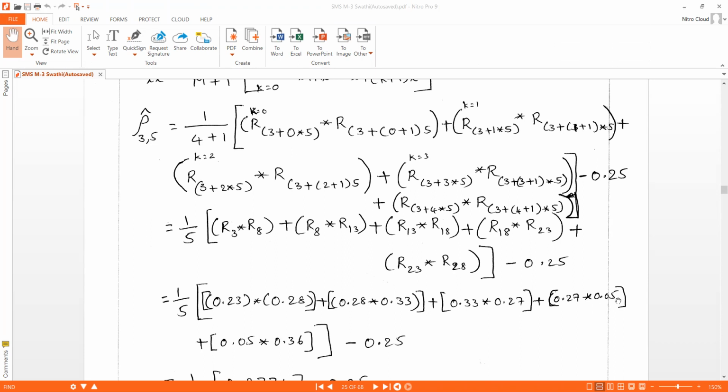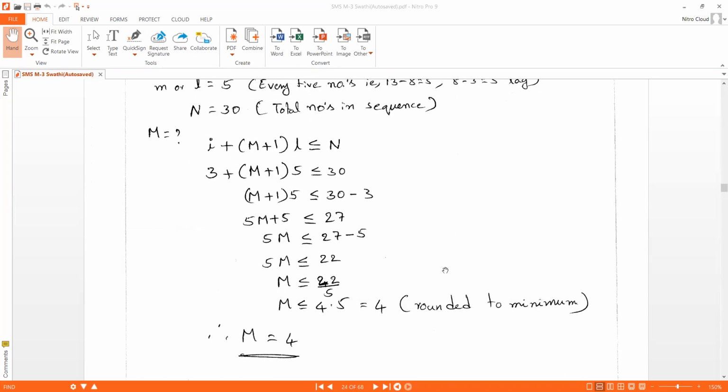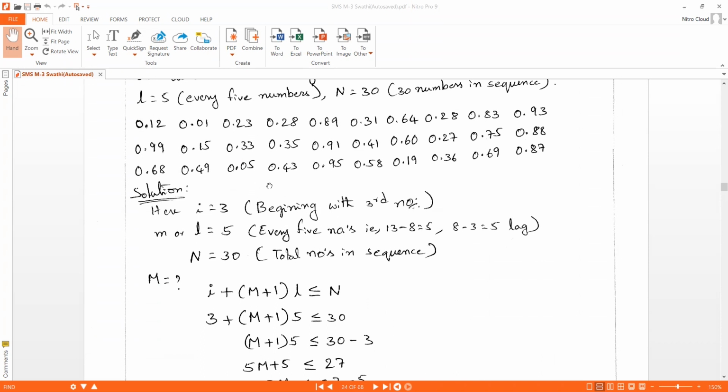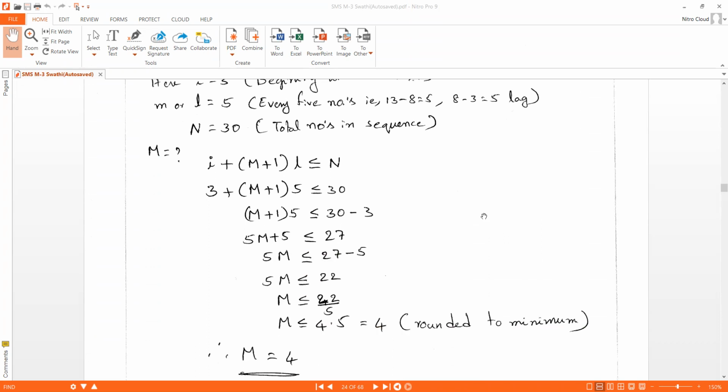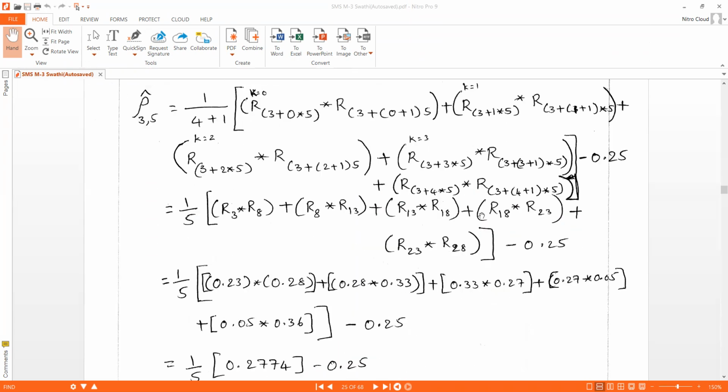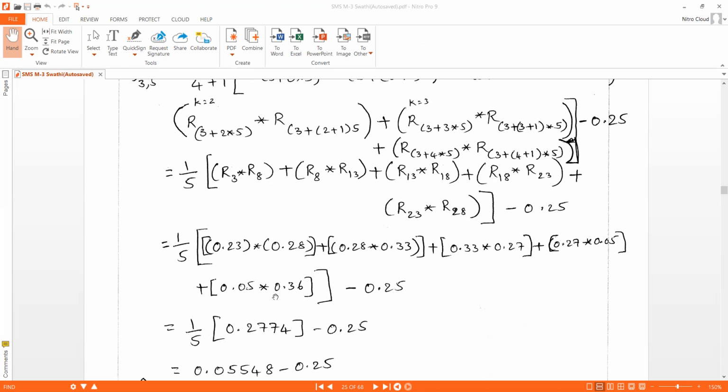Okay, 0.05. Next term we have R23 into R28. That is, R23 value is 0.05 into R28 value. R28 value is, this is R23, R24, 25, 26, 27, 28. Okay, R28 value is 0.36. We will substitute 0.36 in place of R28. So if you substitute this, it will become like this, 0.05 into 0.36. Whole value will be subtracted with 0.25.